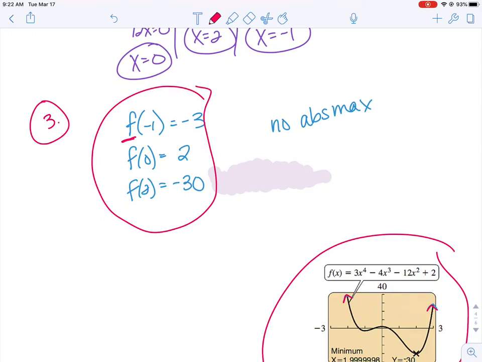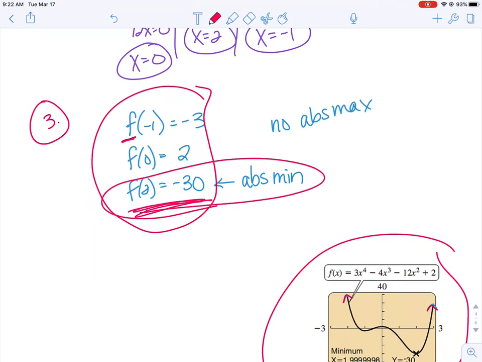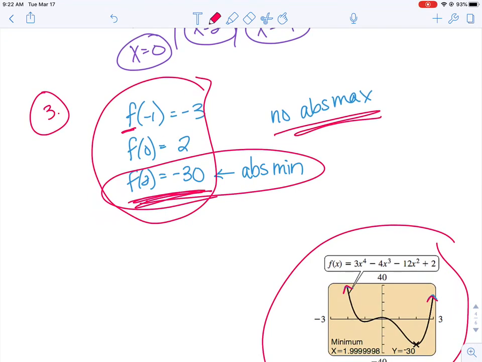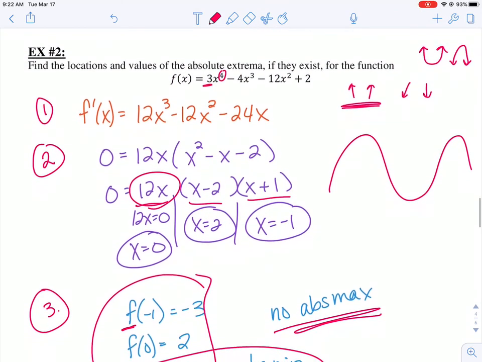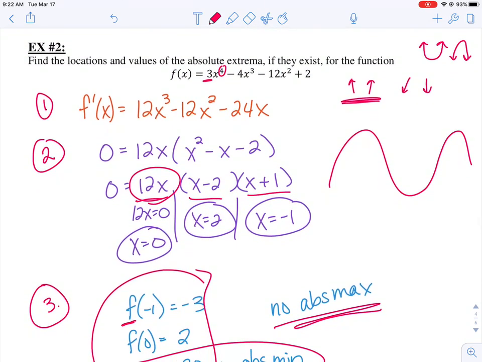So looking at my values when I tested my critical numbers, which one of those is the very lowest value? Well, it looks like negative 30 would be my absolute minimum. That happens when x is 2. So our absolute minimum is negative 30 when x is 2, and there is no absolute maximum because my graph's going to continue going up, up, up. They didn't give me endpoints, so I have to consider the whole picture at the same time. Hopefully that one you got as far as I did.